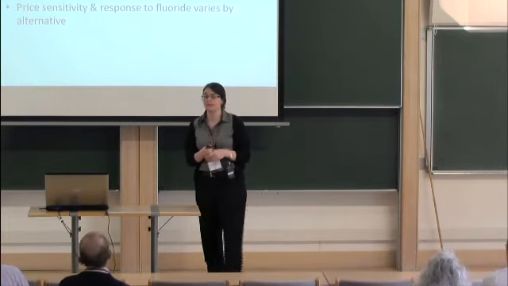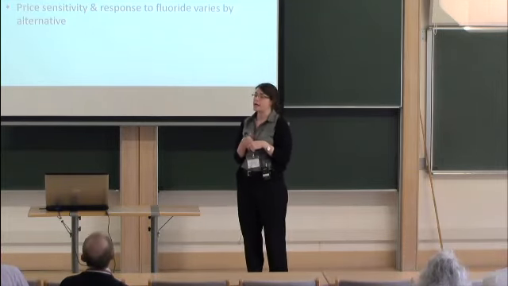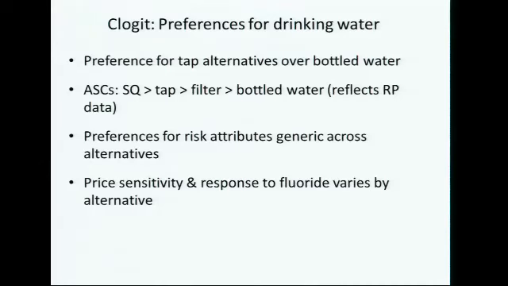Okay, so the results. Here I've just summarised the results for you. Preferences: there was a clear preference for tap water, or the various types of tap water, over the bottled water alternatives. We have in our models alternative specific constants to capture the effect holding all the attributes constant. That suggests that the status quo was preferred to the hypothetical tap water, which was preferred to the hypothetical tap and filter, which was preferred to the bottled water. And indeed that reflects what people told us they actually do at home.